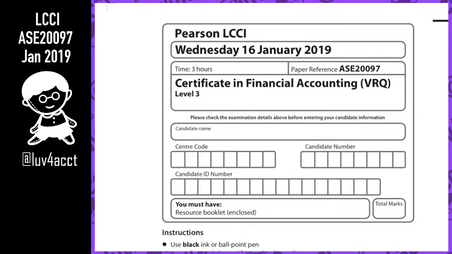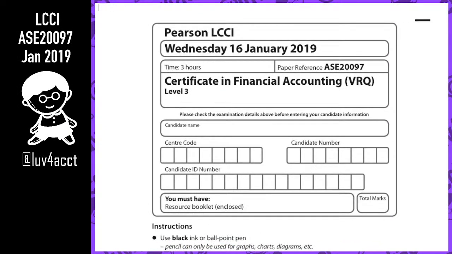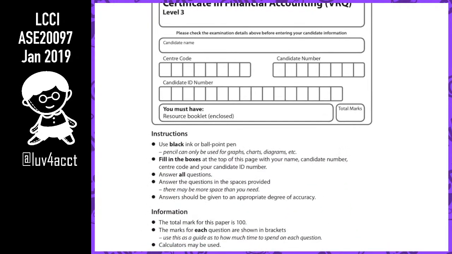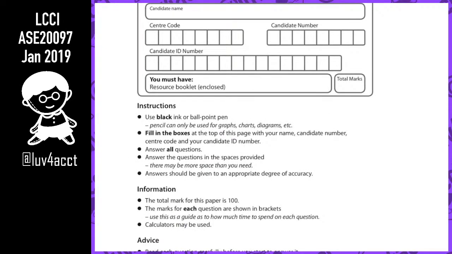So today we are going to deal with the 12 sets of paper, LCCI third level financial accounting for January year 2019. Again, 100 marks, five questions, five compulsory questions. Let's start.